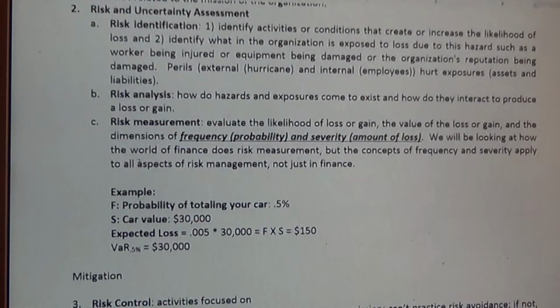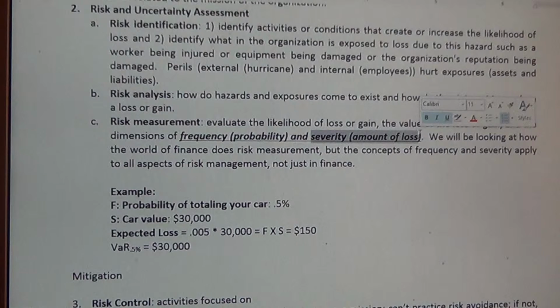And then what we'll be spending quite a bit of time on is the risk measurement piece of it. In terms of frequency and severity, we're going to look at frequency in terms of the probability of something happening, and then severity, when it happens, how much can you lose?